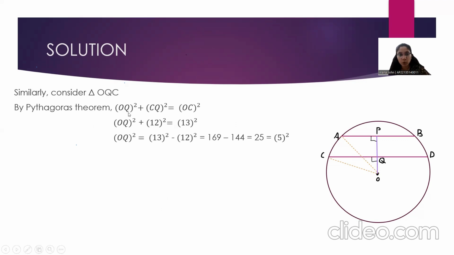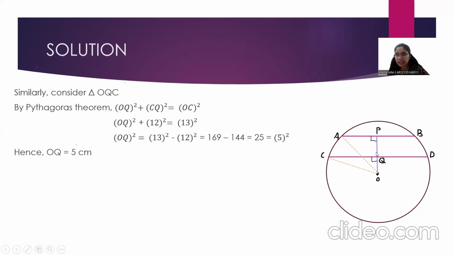By Pythagoras theorem, OQ square plus CQ square equals OC square, that is OQ square plus 12 square equals 13 square. By simple calculation, OQ square will be equal to 13 square minus 12 square, equal to 169 minus 144. And this is nothing but 25, and 25 is the square of 5. So from here we are getting OQ as 5 centimeters. Thus we obtain OP to be 12 centimeters and OQ to be 5 centimeters.